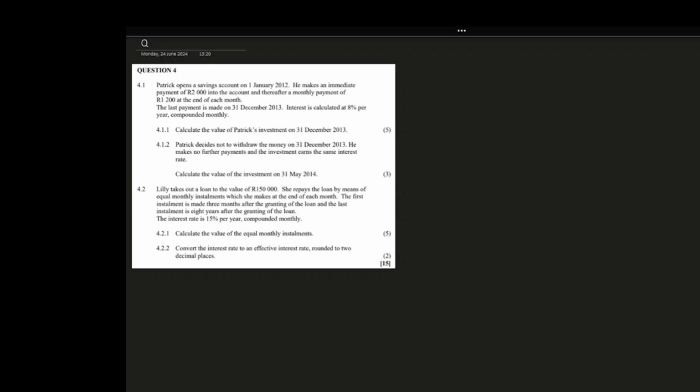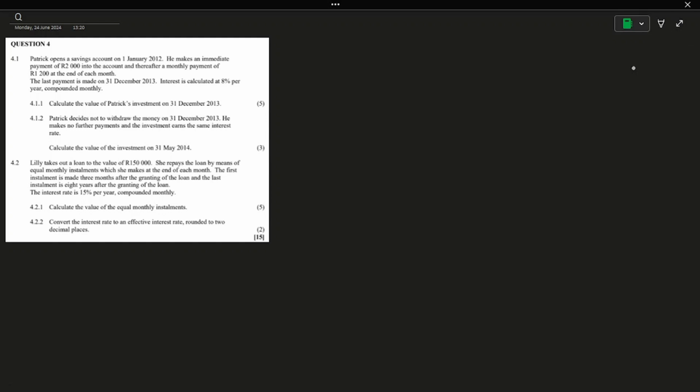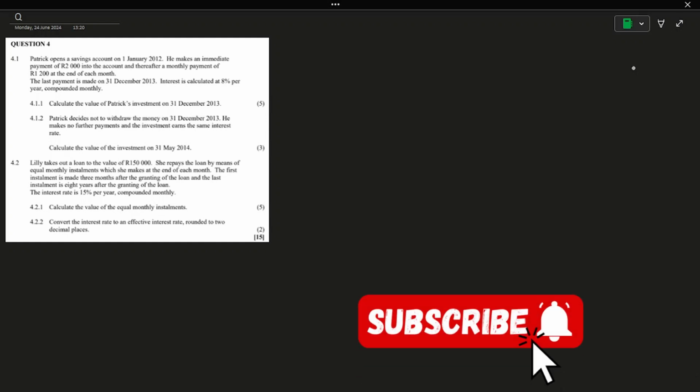Patrick opens a savings account on the 1st of January 2012. He makes an immediate payment of 2,000 into the account and thereafter a monthly payment of 1.2 at the end of each month. The last payment is made on the 31st of December 2013. Interest is calculated at 8% per year compounded monthly.